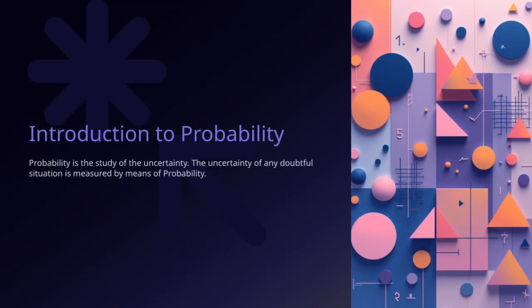Probability is fundamentally the study of uncertainty. It helps us understand and quantify situations where outcomes are not certain or fixed. Whenever we face a doubtful or unpredictable scenario, probability provides the tools to measure just how uncertain that situation is. By doing this, we can make more informed decisions, even when the future isn't clear.